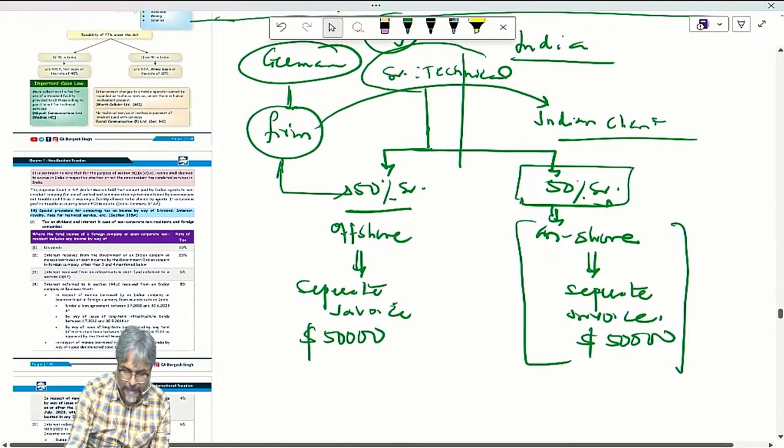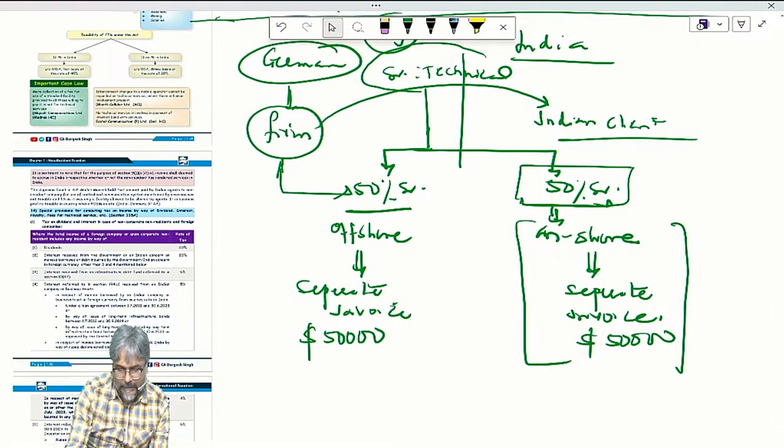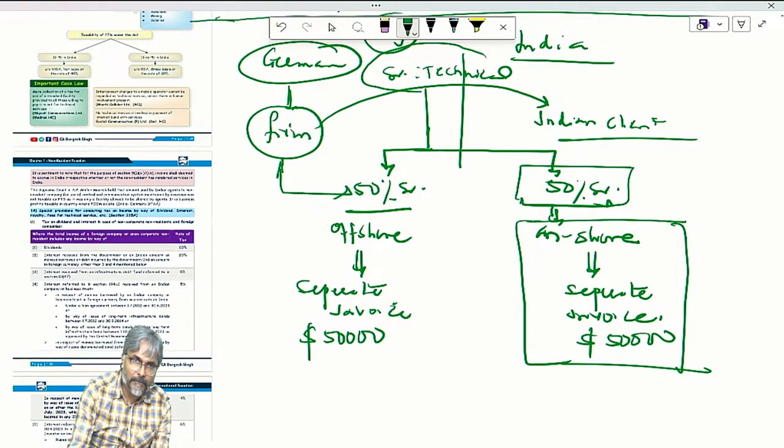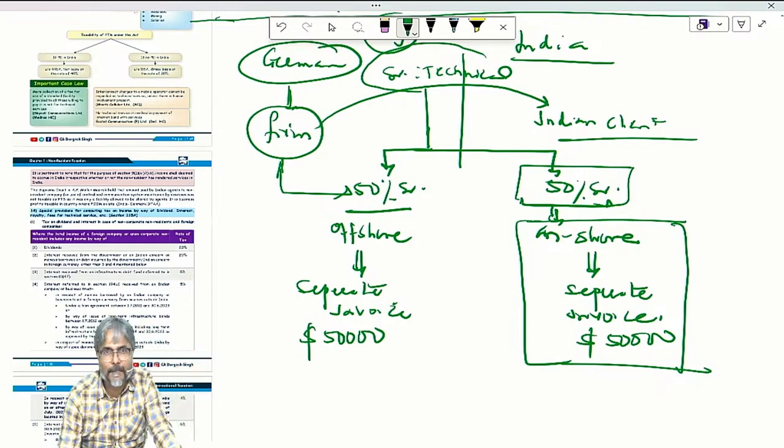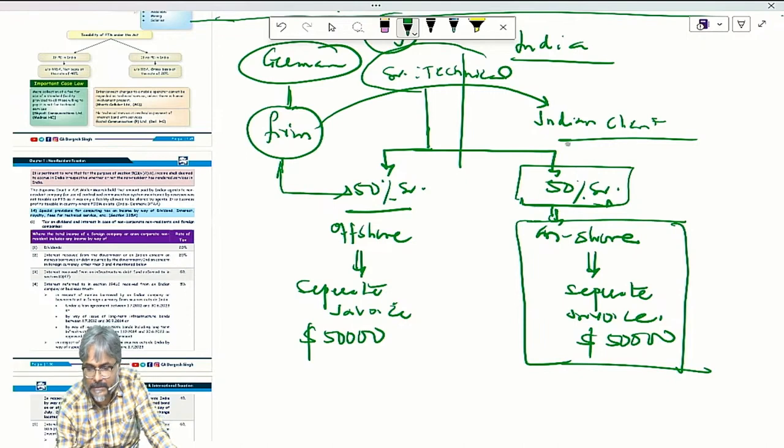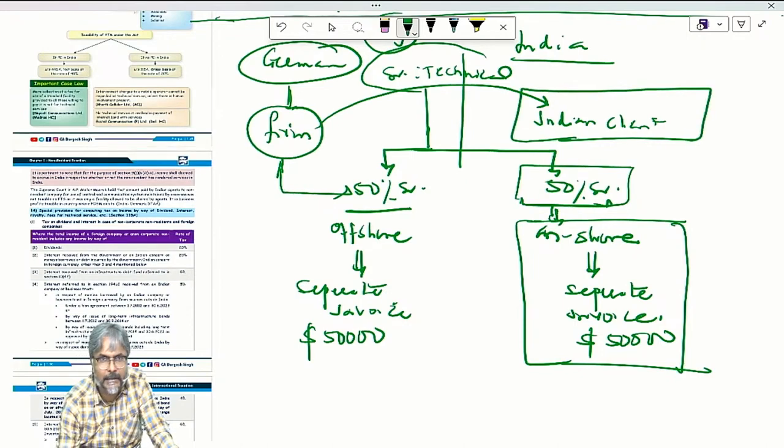In this case, and the same thing. Where the services are rendered has got no relevance for the purpose of royalty, interest and FTS. For salary income, where was important? Remember 9(1)(ii)? For salary income, services rendered. But so far as FTS is concerned, we don't care where the services are rendered. Who is the payer of the amount? An Indian client. That's it.